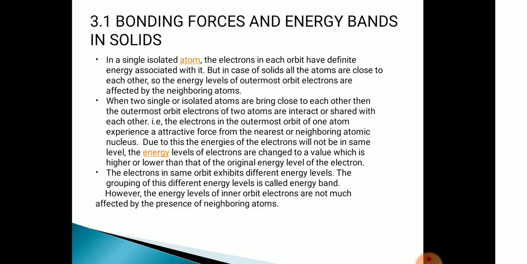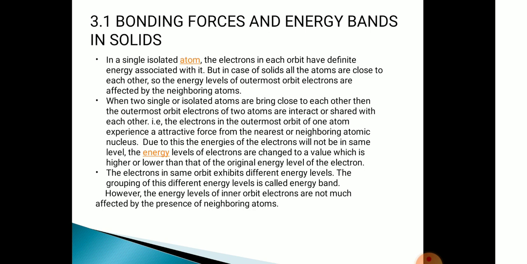In a single isolated atom, the electrons in each orbit have a definite energy associated with them. But in the case of a solid, all atoms are close to each other, so the energy levels of the outermost orbit electrons are affected by the neighboring atoms.